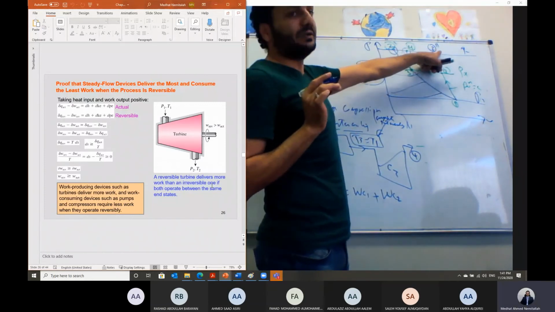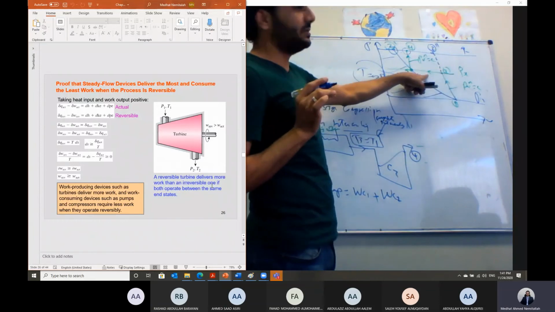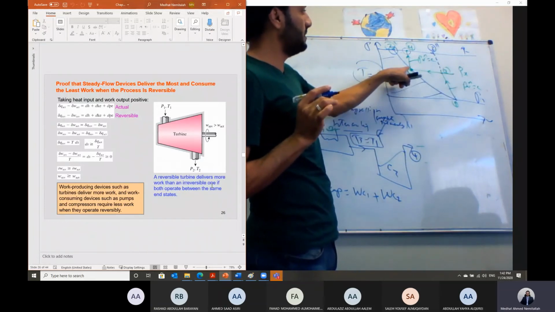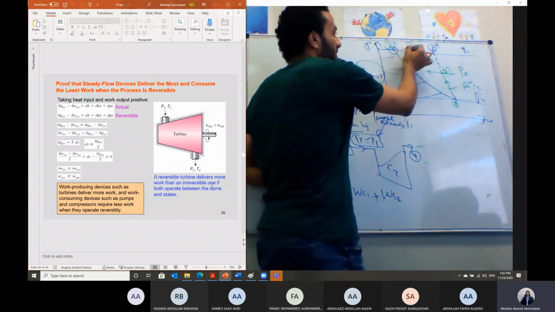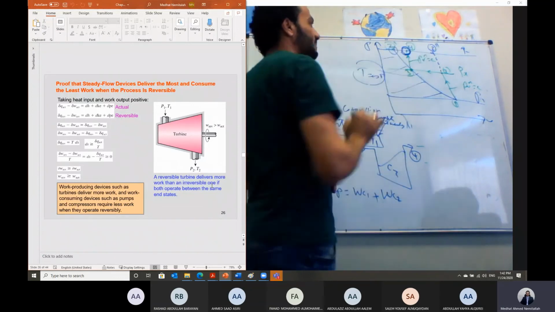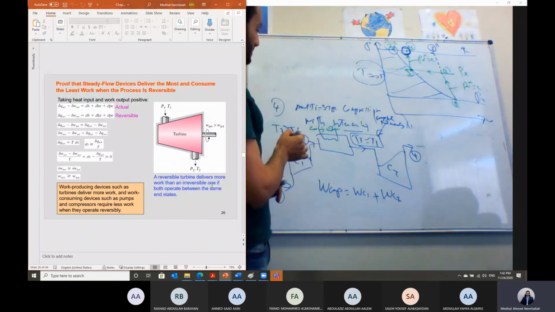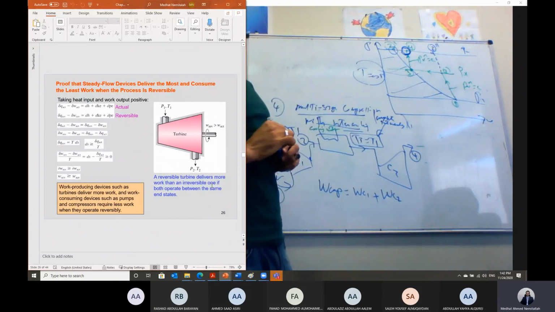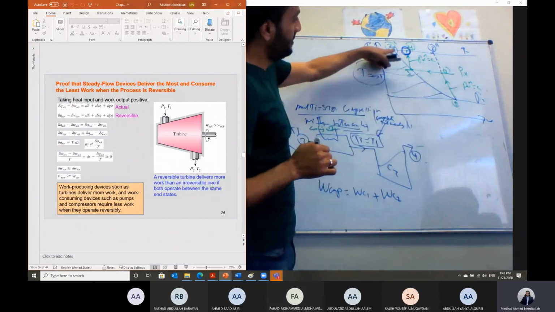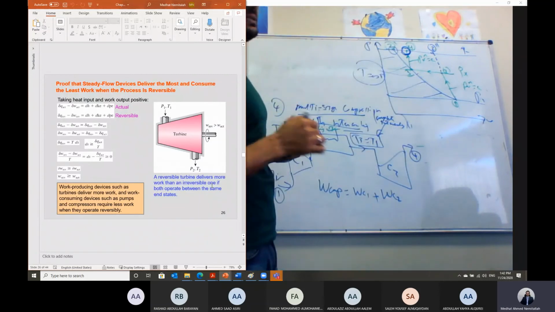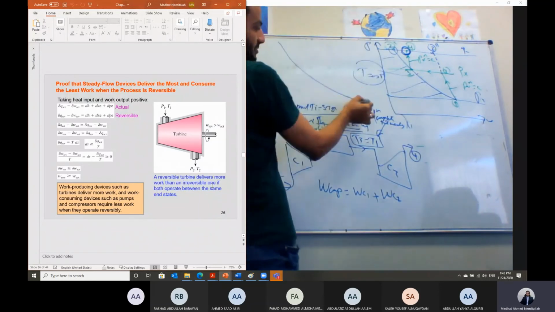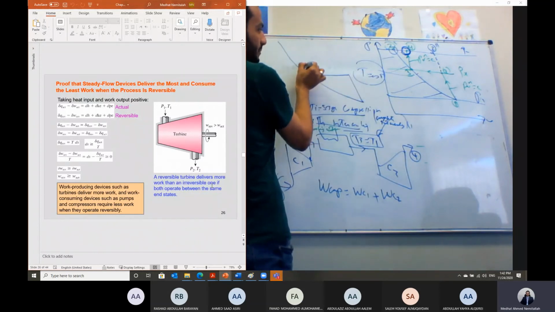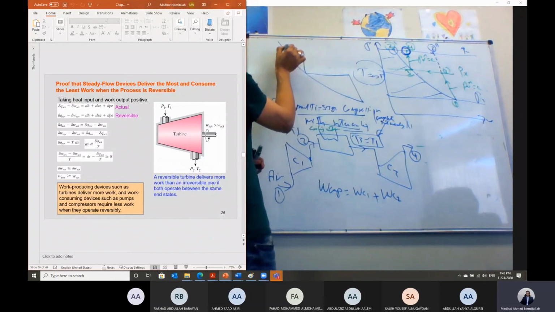This one can be done, but we can improve it by considering compression to an intermediate stage and cooling down to the initial temperature, and then we can reach this point. So this point is the best that we can do through what is called multi-stage compression with intercooling. We cannot reach the isothermal line, but instead of following the isothermal line, I'm going polytropic, then cool down. Go polytropic and then cool down.